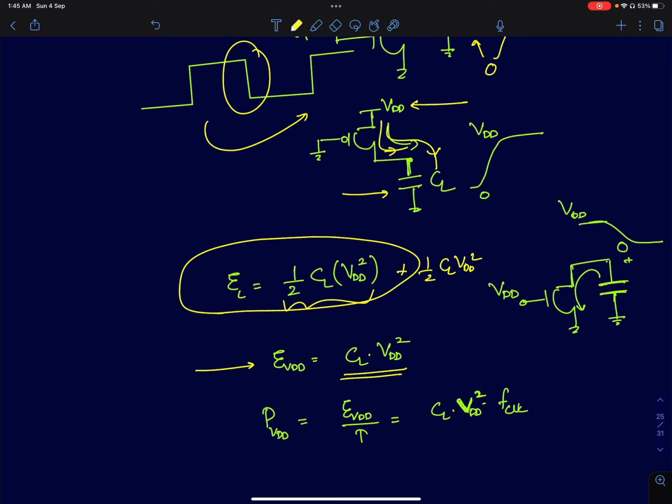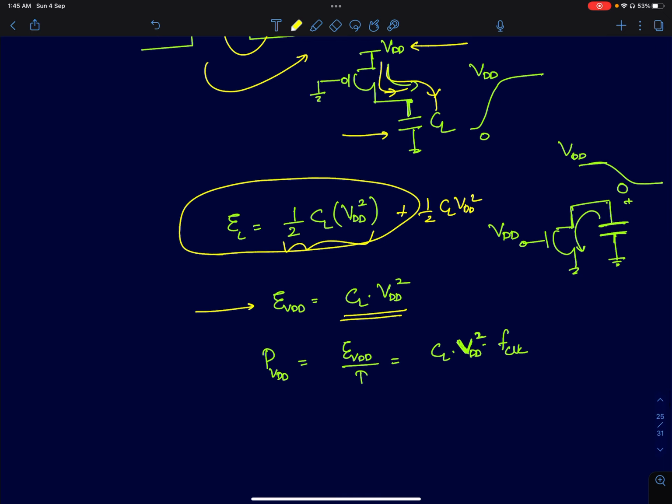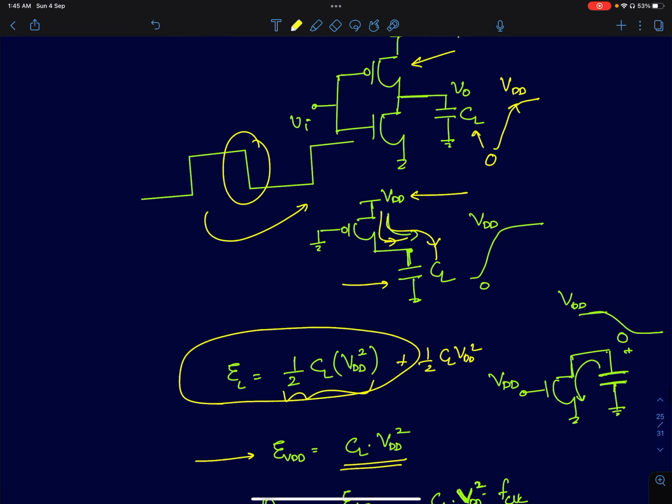Now this is the energy supplied by the supply. Now we are interested in power. So the rate at which this energy is supplied is what we are interested in. Now if you look at the clock signal, when there is a falling edge transition, so that's you're going from logic high to logic low, then we have a current drawn from the supply. So the capacitor at the output is charged to VDD.